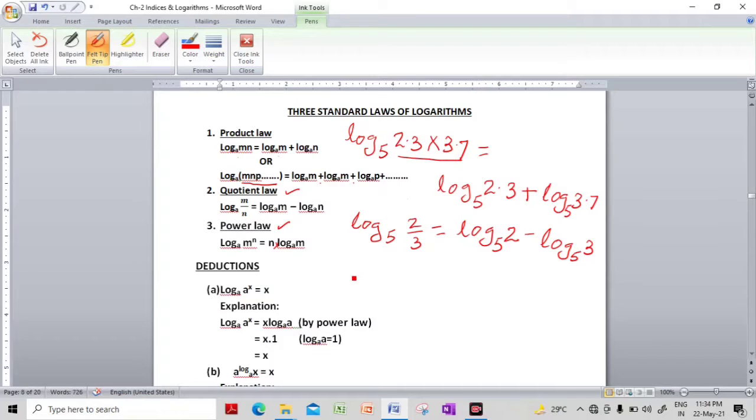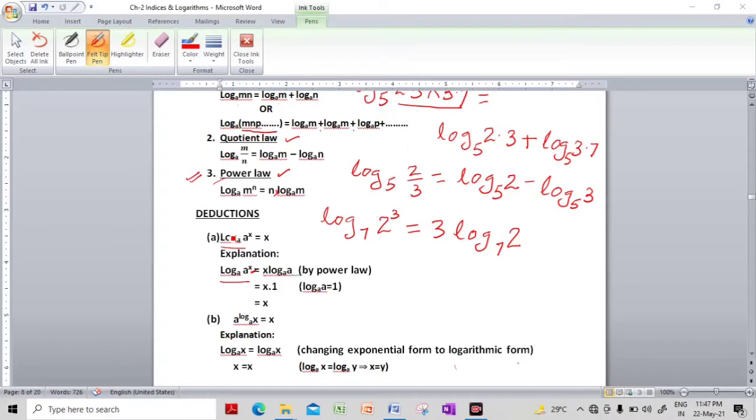Let me explain this with the help of an example so that it becomes crystal clear to you. For example, if I need to calculate log of 2 to the power 3 to the base 7, then this can be written as 3 log of 2 to the base 7. Let us do some deductions from these laws. First deduction is log of a power x to the base a is equal to x.